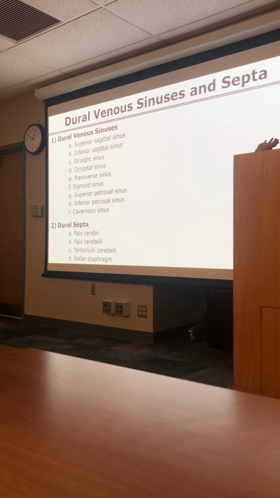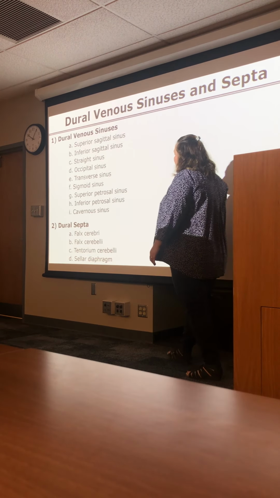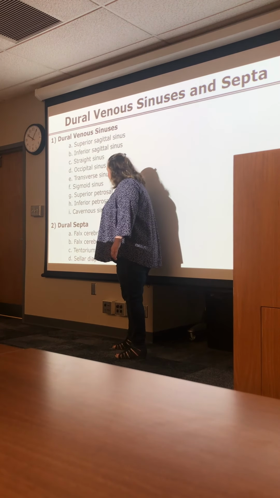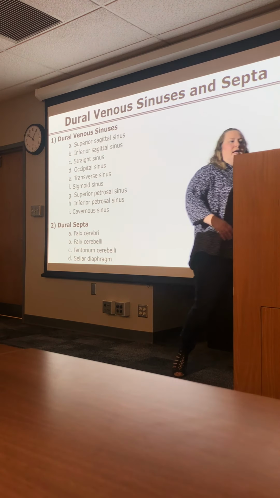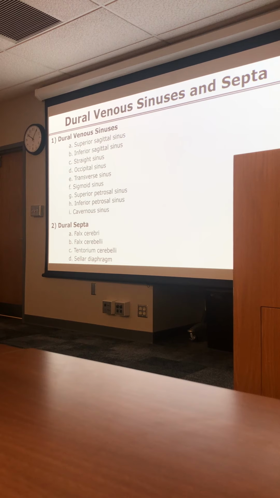You also want it to be supported underneath. And so we see that meningeal layer pull away from the periosteal layer to create these folds of dura mater that create different septa or walls within the cranial cavity to really support the brain. So these dural septa will limit extensive movement of the brain within the cranium.